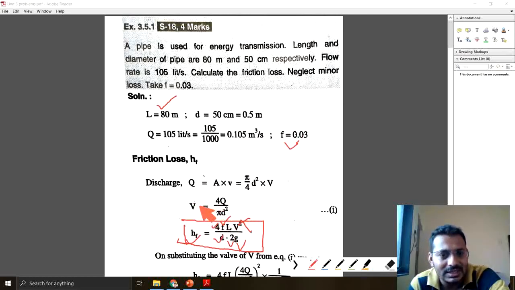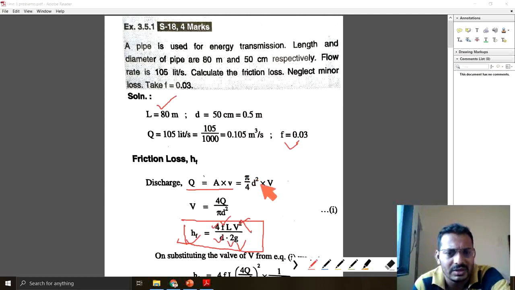For the calculation of velocity, we have the continuity equation. Continuity equation says that Q is equal to A into V. Discharge is equal to the product of area and velocity. Area can be calculated by the formula pi by 4 into d square, multiplied by V. If we rearrange, V can be written as 4Q divided by pi d square.